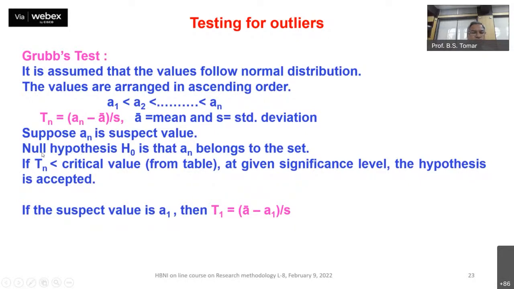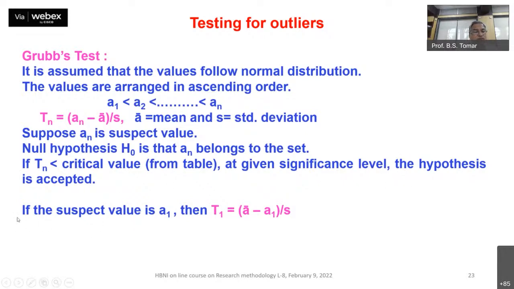So the null hypothesis is that A_N belongs to this set. This is a part of this. This is not an outlier. So you calculate this T value and compare with the T table, and you see if T is less than the critical value, then the hypothesis is accepted, meaning this is not an outlier. But if it is more than the critical value, then you say it is an outlier.